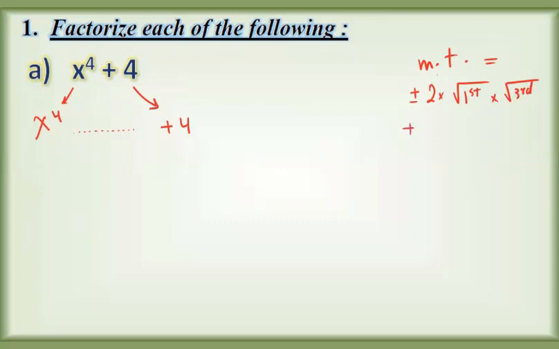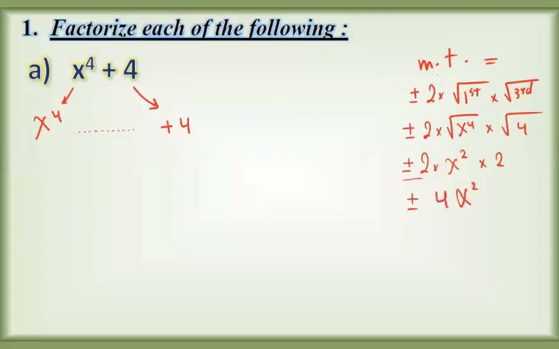It will equal positive or negative 2 times the first term, here x power 4, so we take the square root of x power 4, times the square root of the third term, here positive 4. The square root of x power 4 equals x power 2, and the square root of 4 equals 2, so it equals positive or negative 2 times x power 2 times 2, which equals 4x power 2.